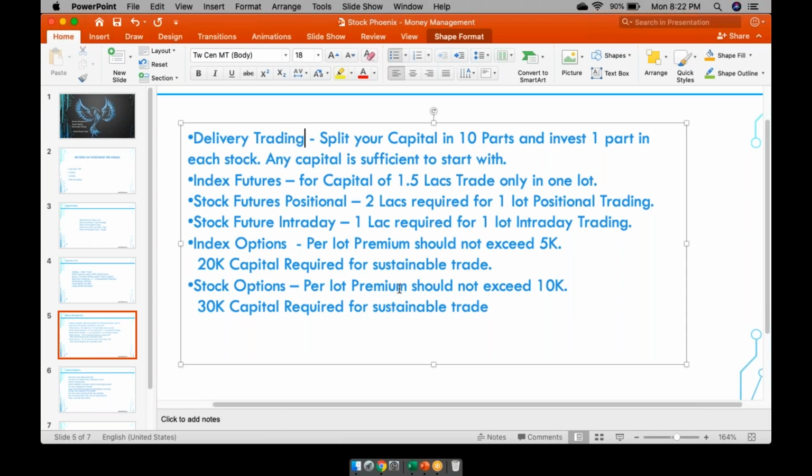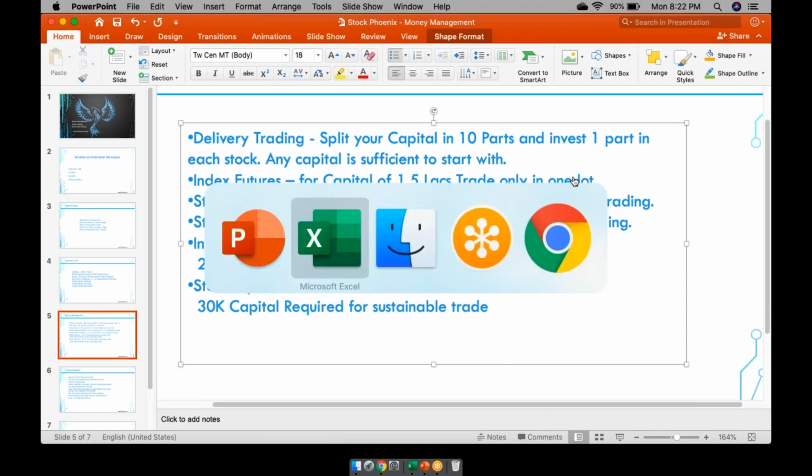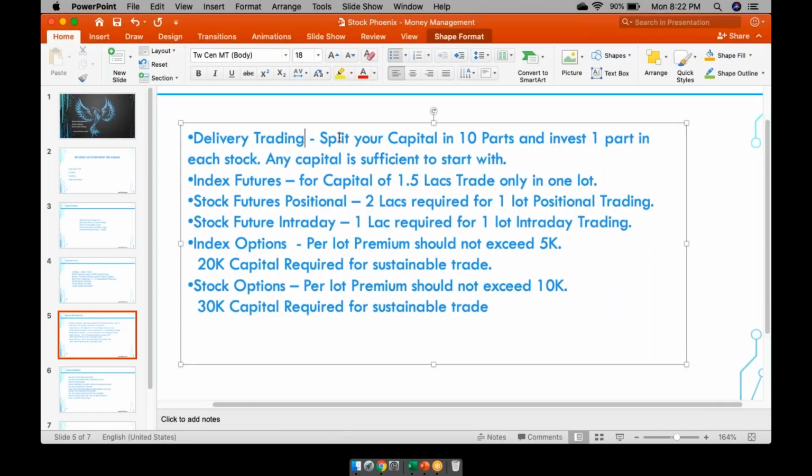But we assume that we are going to do only short-term delivery. Okay, we are going to do only short-term delivery. So for short-term delivery, split your capital into 10 parts and invest one part in each stock. Any capital is sufficient to start with.